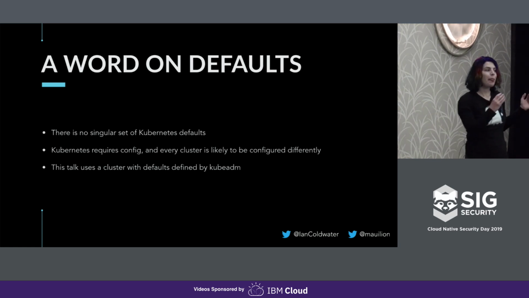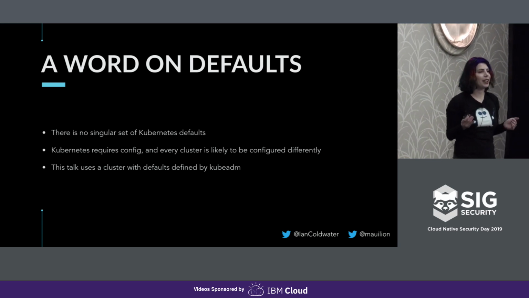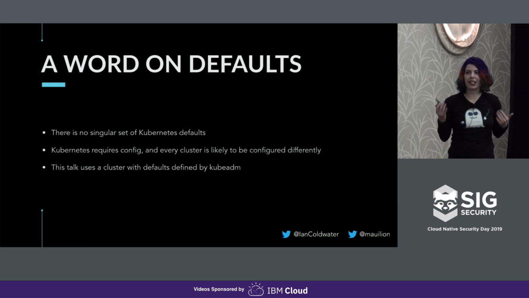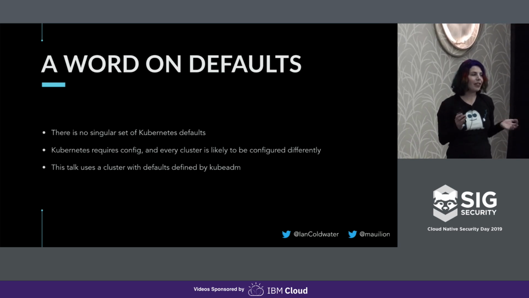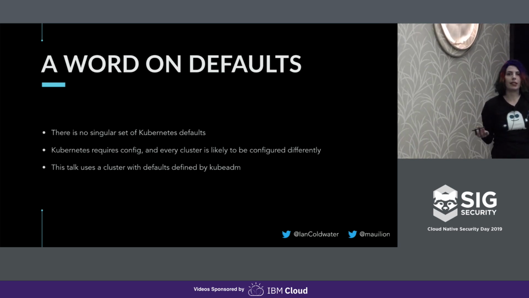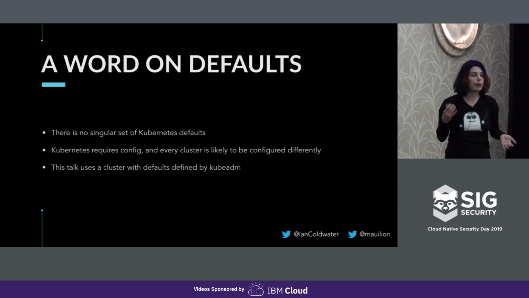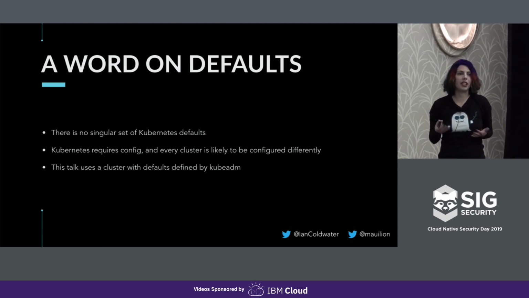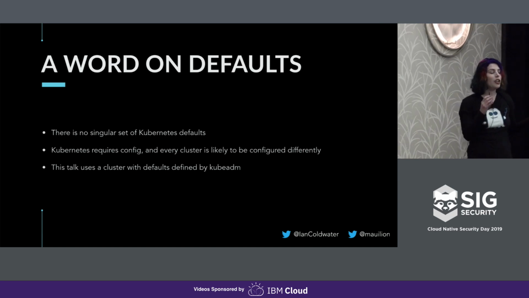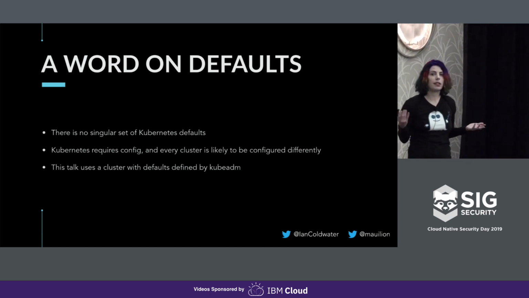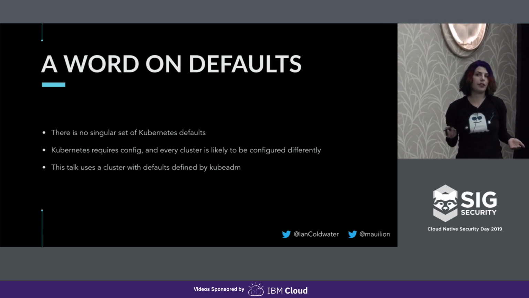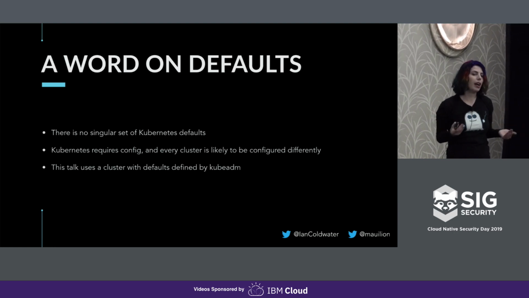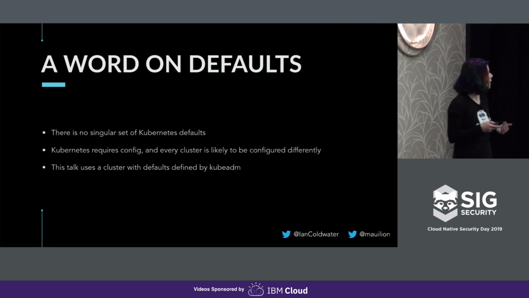For one thing, it's a little bit of a misnomer to talk about Kubernetes defaults, because there is no singular set of Kubernetes defaults. All of the distributions have slightly different defaults out of the box, and every cluster is going to be slightly different according to what kinds of configurations, plugins, and other things you have running in it. So it's a little hard to give one-size-fits-all security advice, either on attack or on defense. But there are a lot of commonalities, and so we're going to talk about those today.